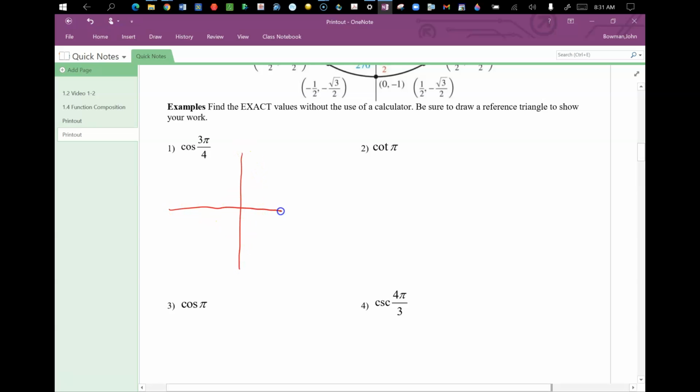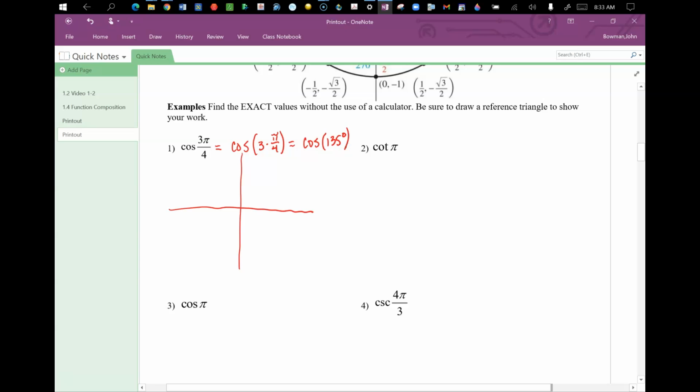So 3 pi over 4. If you're struggling drawing a picture of these because you're a little rusty on radian measure, I usually think of it the following way. If I want to find the cosine of 3 pi over 4, basically it's the cosine of 3 times pi over 4. And think of pi as being replaced with 180. So 180 divided by 4 is 45. 3 times 45 is 135 degrees. So we've got the cosine of 135 degrees.